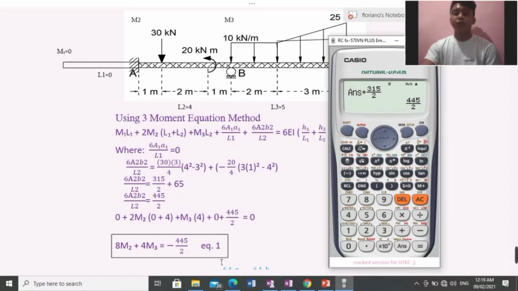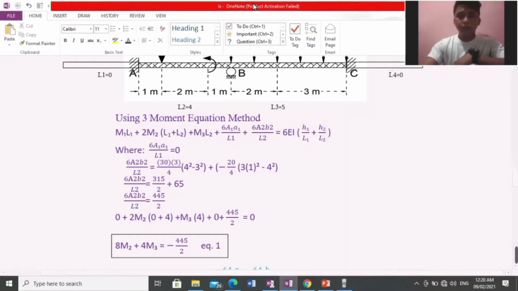So, kung isi-simplify natin, ito na yung sagot. So, 2 times 4 is equals to 8M2 plus 4M3 is equals to negative 445 all over 2. So, yun na yung ating equation 1. So, dito naman tayo sa sunod natin gagawin.